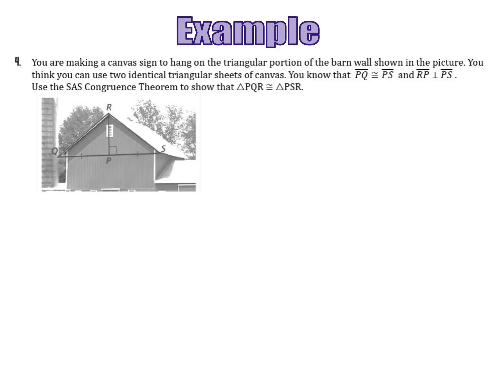All right, so we're given that these lengths are the same. So I'm actually going to go ahead and write that. PQ is congruent to PS. That was given, and that is a piece of information about sides. Then the other thing that was given is that RP is perpendicular to PS. And what does it mean to be perpendicular? It means that they intersect at a right angle.